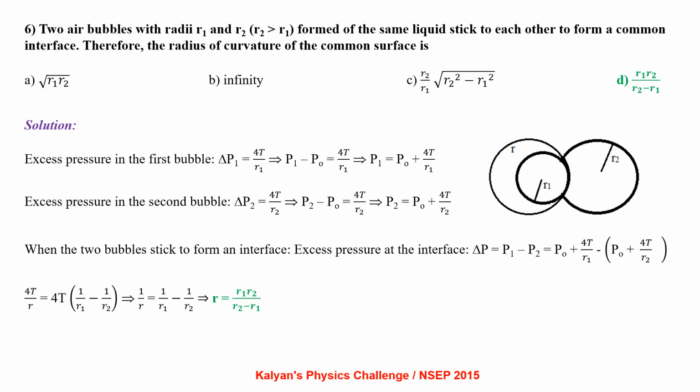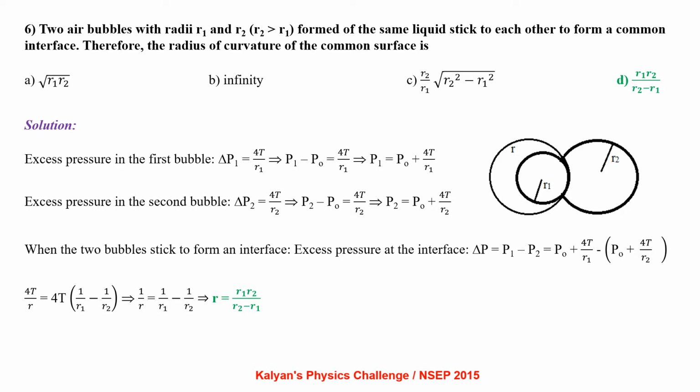Excess pressure in the first bubble delta P1 equal to 4T by R1, that is P1 minus P0 equal to 4T by R1, which gives us P1 equal to P0 plus 4T by R1. Excess pressure in the second bubble delta P2 equal to 4T by R2, that is P2 minus P0 equal to 4T by R2, from which we have P2 equal to P0 plus 4T by R2.